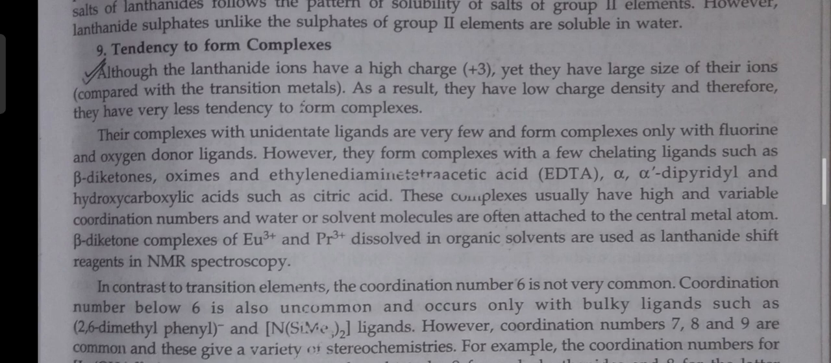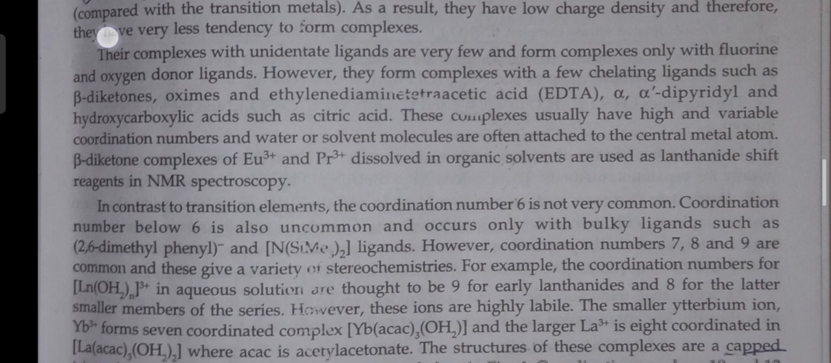However, they form complexes with a few chelating ligands such as beta diketones, oximes, ethylenediaminetetraacetic acid, EDTA, alpha, alpha'-dipyridyl, and hydroxycarboxylic acids such as citric acid. These complexes usually have high and variable coordination numbers, and water or solvent molecules are often attached to the central metal atom. Beta diketone complexes of Eu3+ and Pr3+ dissolved in organic solvents are used as lanthanide shift reagents in NMR spectroscopy.